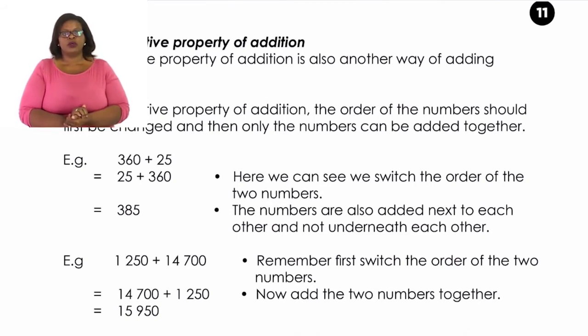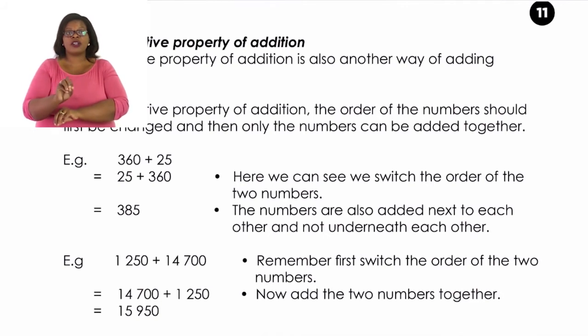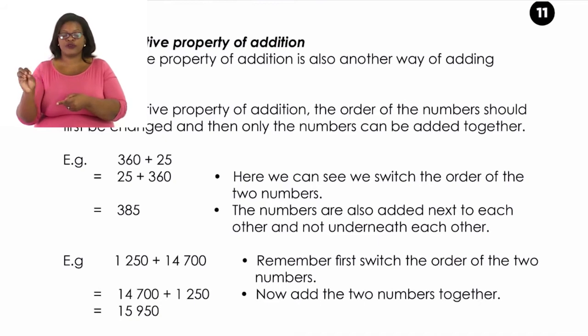Guys, let's try another example. 1,250 plus 14,700. Let's read. Remember, first switch the order of the 2 numbers. So we cannot add it yet. We first need to switch the order. Now let's switch the order. Equals. Now we write 14,700 first, plus 1,250. And now we add it together.